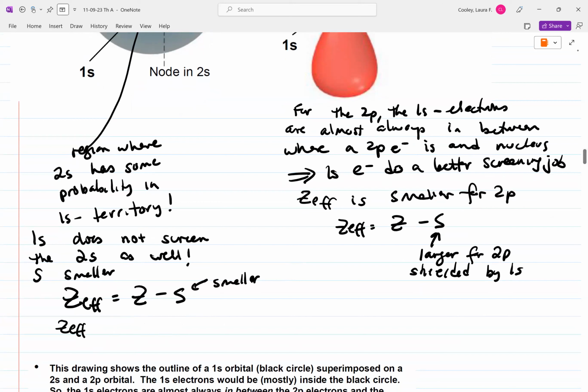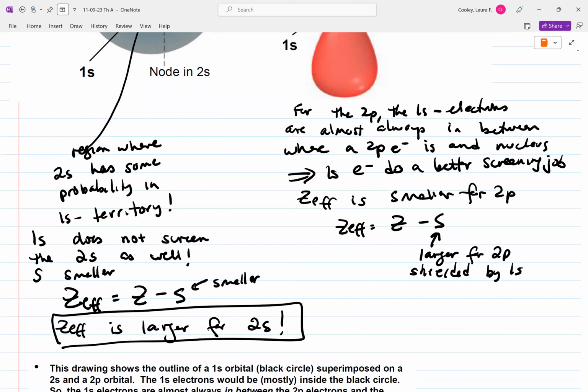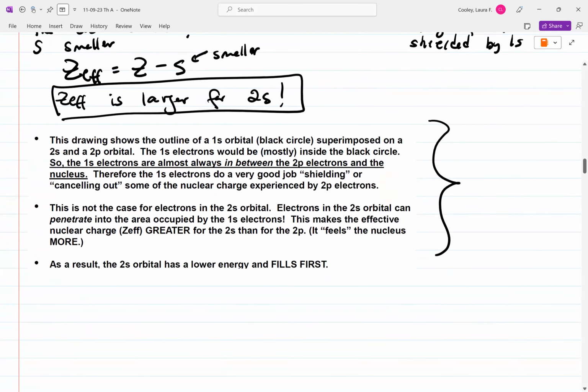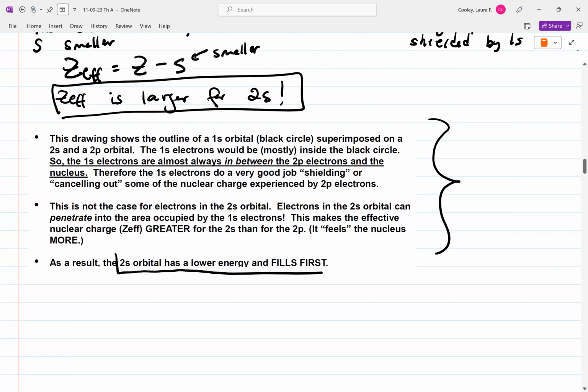Sorry about the handwriting down here. And if you want to read about it, that's explained here. So the bottom line is that the 2s orbital has a lower energy and fills first. So we have the order that we would fill the 1s first, then the 2s second, and then the 2p. Now, there are considerations very similar to this all along as you try to fill orbitals with electrons.